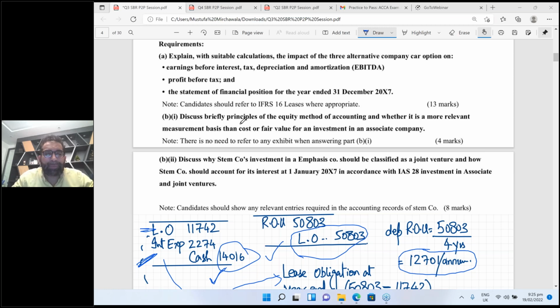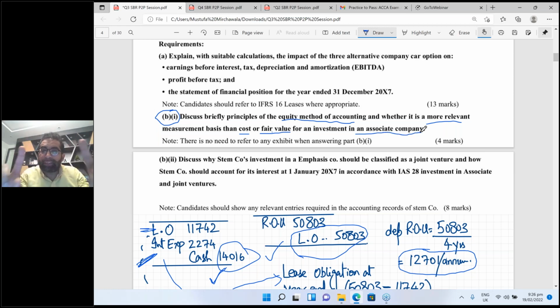Now, discuss briefly. First of all, read the requirement B part 1. Why am I discussing this requirement? This is a general requirement. Just make up your mind. Discuss briefly principles of the equity method of accounting and whether it is more relevant measurement basis than cost or fair value for an investment in an associate company.